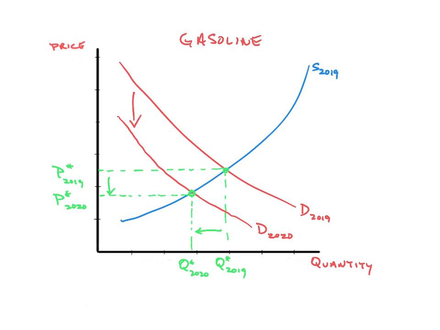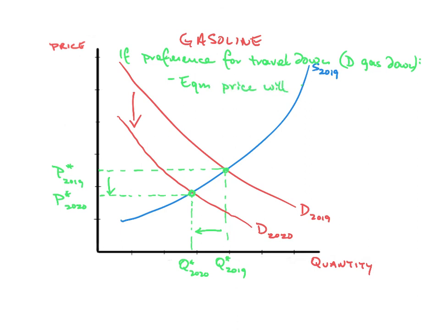Okay, so we can make a prediction. If preference for travel goes down, in other words, demand for gas goes down, then the equilibrium price will fall, and the quantity sold will fall.